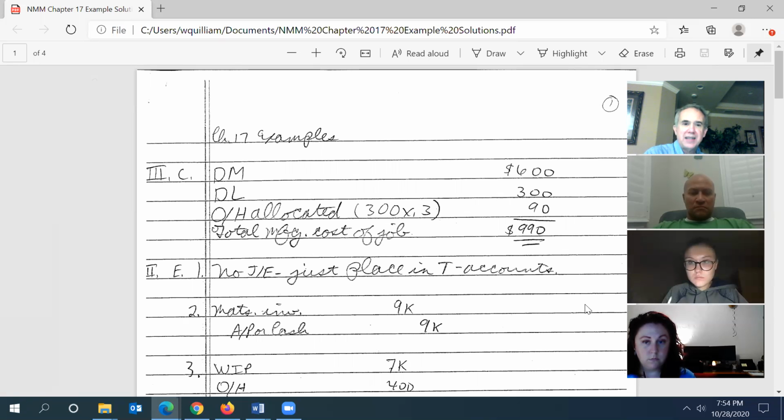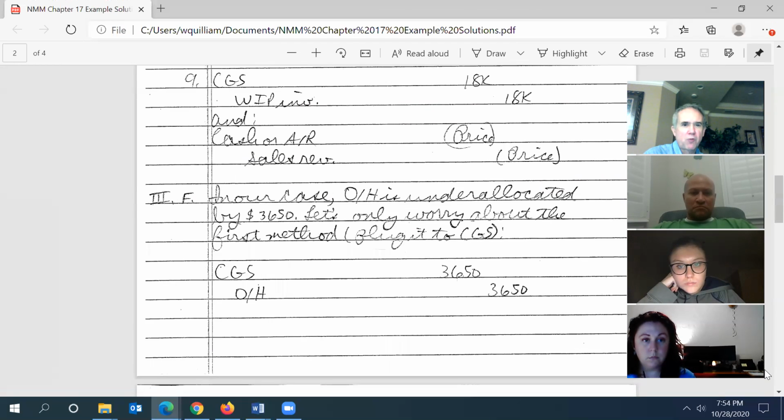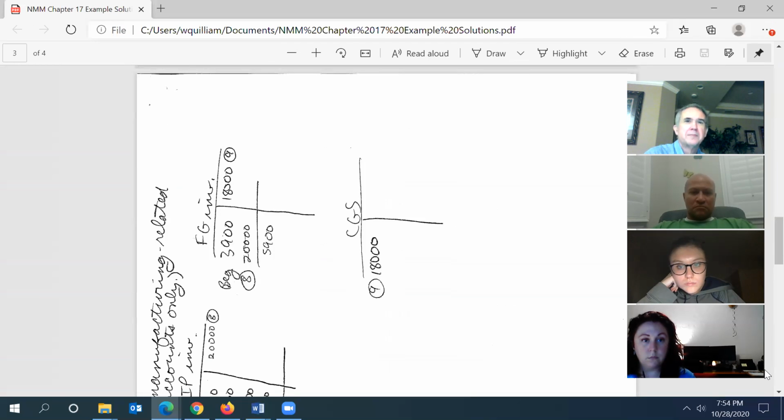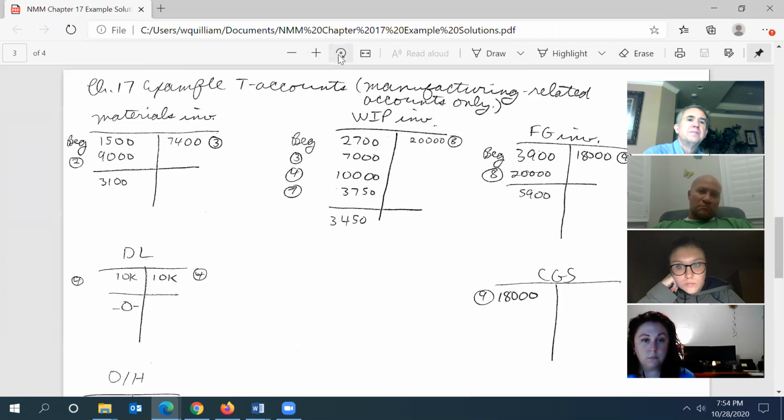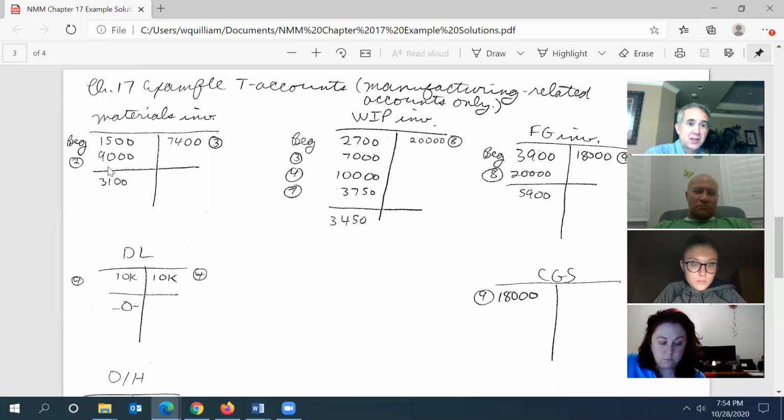Now, I did post this journal entry, or at least the manufacturing related part of it. I wasn't concerned about accounts payable or cash, just concerned about the manufacturing related accounts. So in number 2, I debited materials inventory or increased it by $9,000. Again, I'm not worried about the credit in that journal entry. Okay.